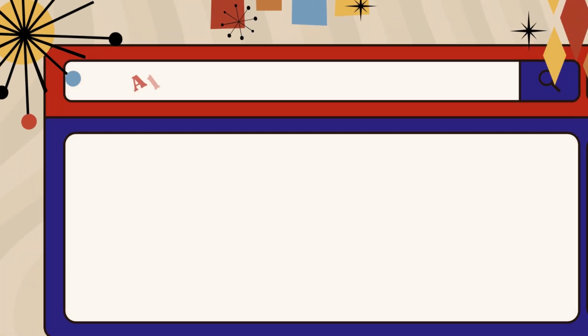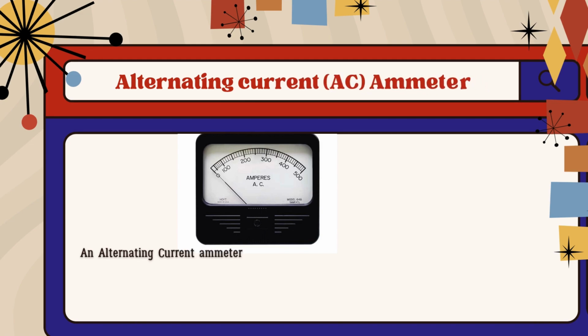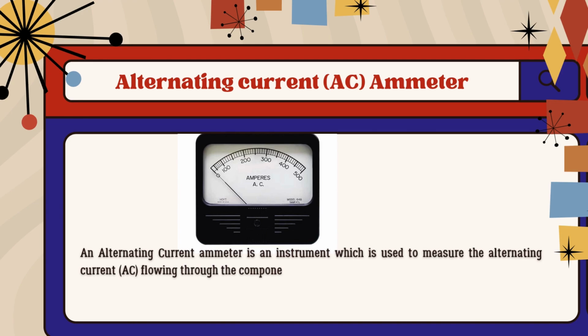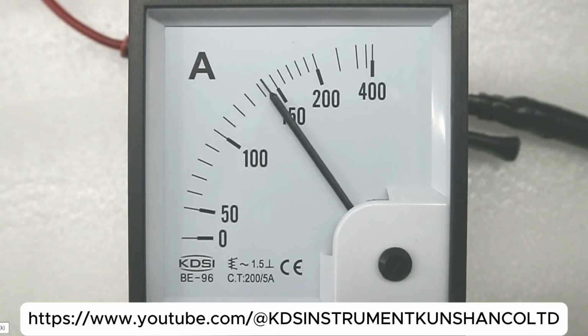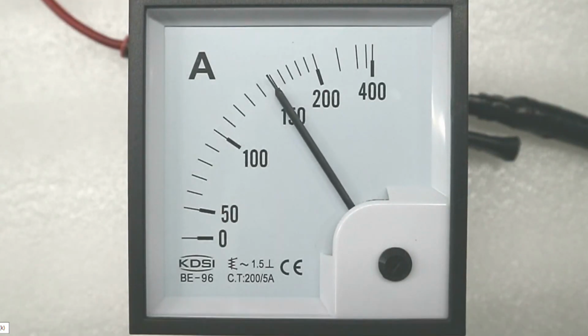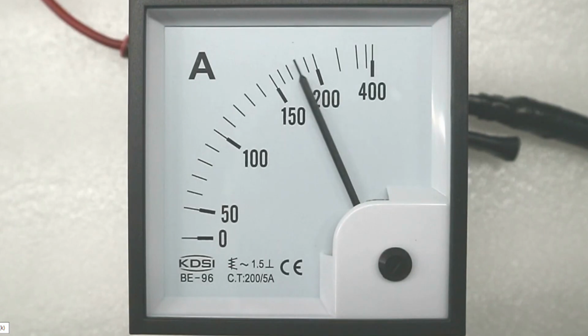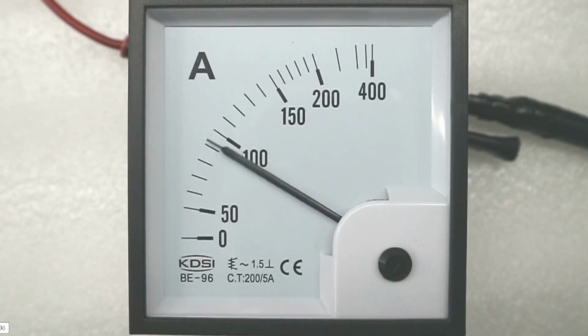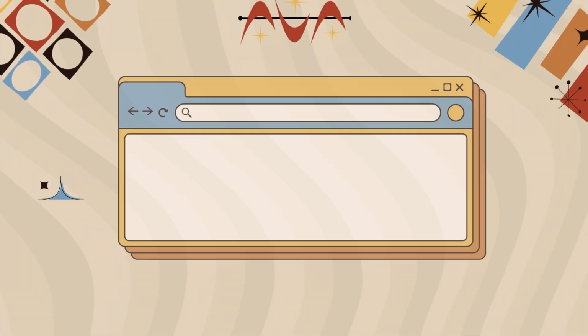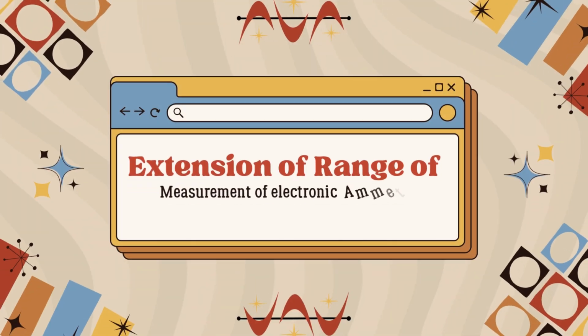This figure shows the alternating current ammeter. An alternating current ammeter is an instrument which is used to measure the alternating current flowing through the components of the electric circuit. Here, the voltage periodically changes from positive to negative and from negative to positive, and the direction of the current also periodically changes accordingly. Finally, let us discuss the extension of range of measurement of an electronic ammeter.